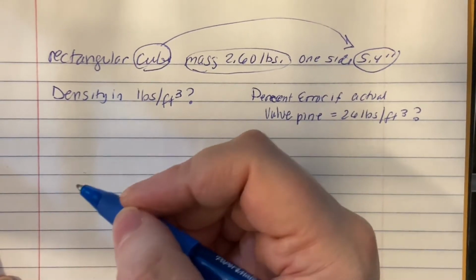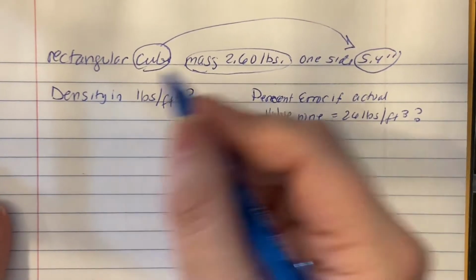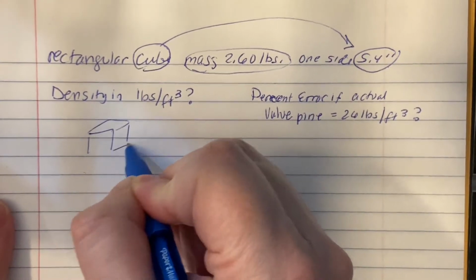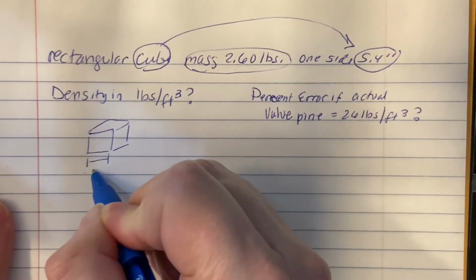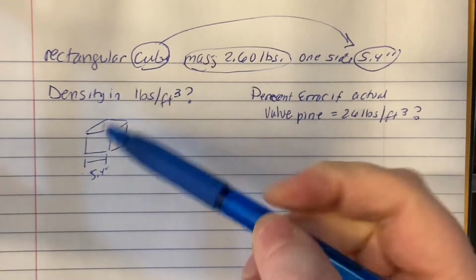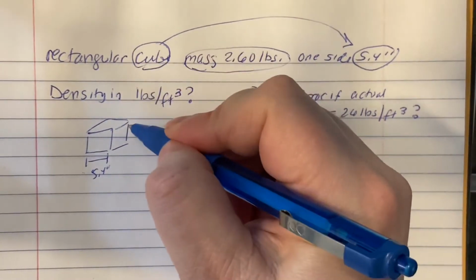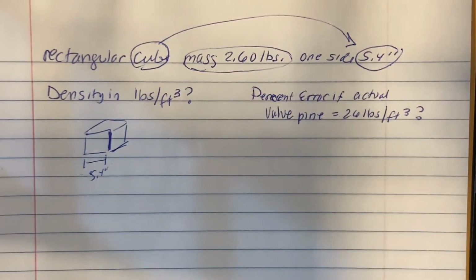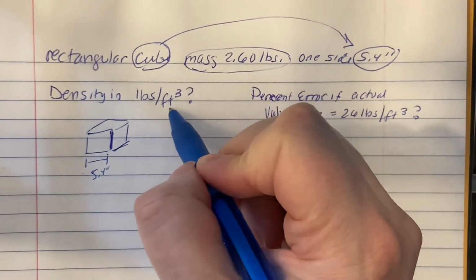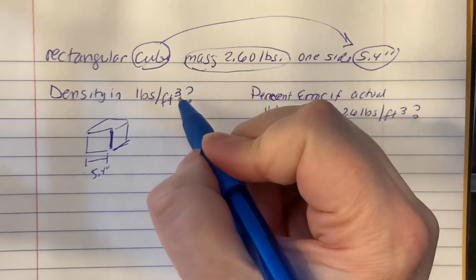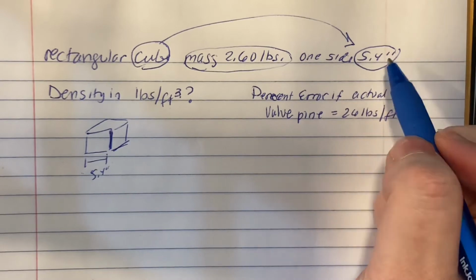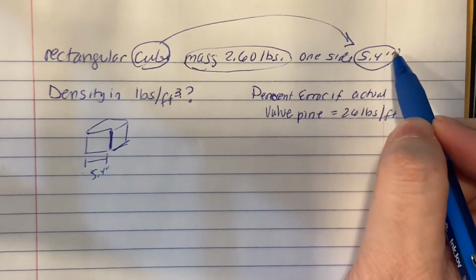So I know I need to get a volume. Well, they didn't give me a volume, but they gave me one side and they told me it was a cube. So since I know one side of the cube is 5.4 inches, I know that all sides of the cube are going to be, again, 5.4 inches. But they want the density in pounds per foot cubed, or cubic feet, whichever way you want to say it. And that does not mean that I calculate the volume from the inches.